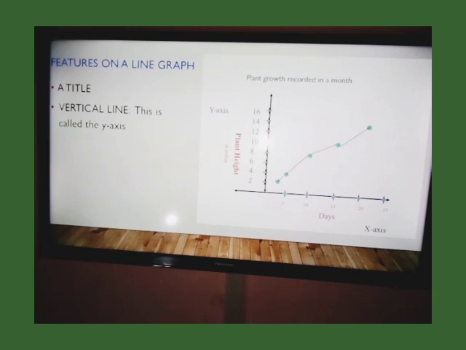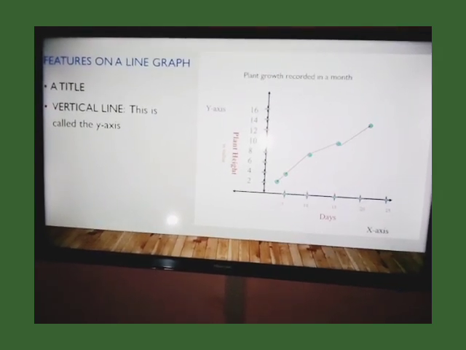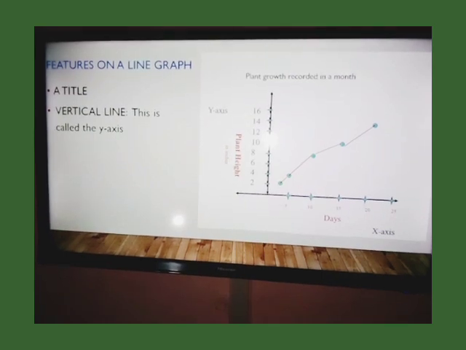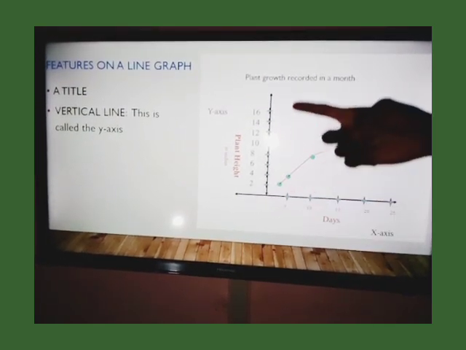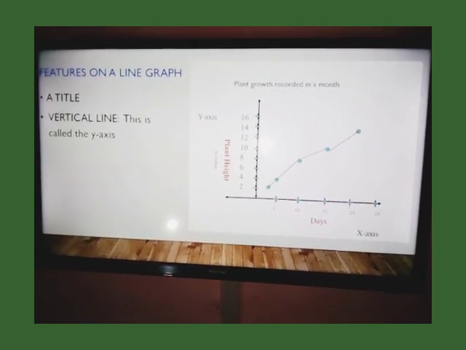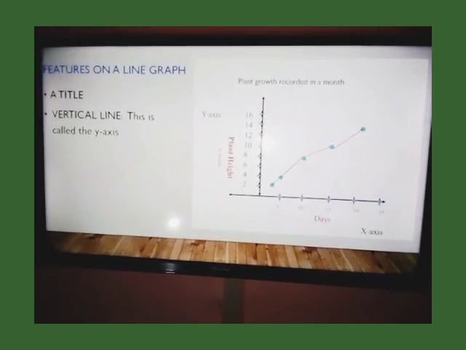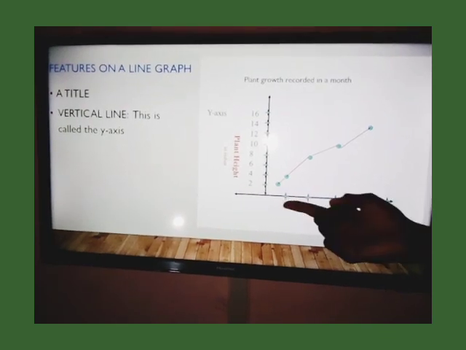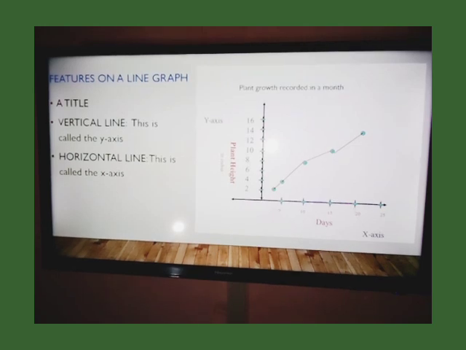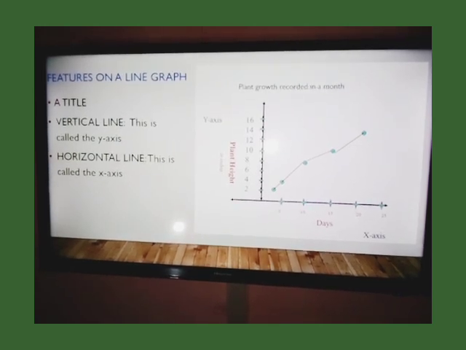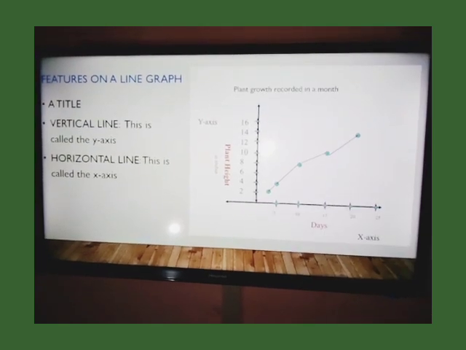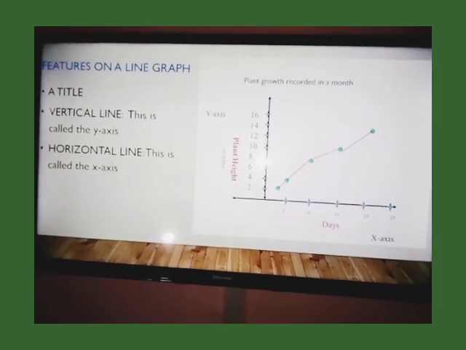Apart from a title, a line graph must have a vertical line. You can see you are having a vertical line, this line. The vertical line has also a name, is also known as the y-axis. And you are having this other line. This other line is what we call x-axis. So you have y-axis, which is a vertical line, and x-axis, which is a horizontal line.